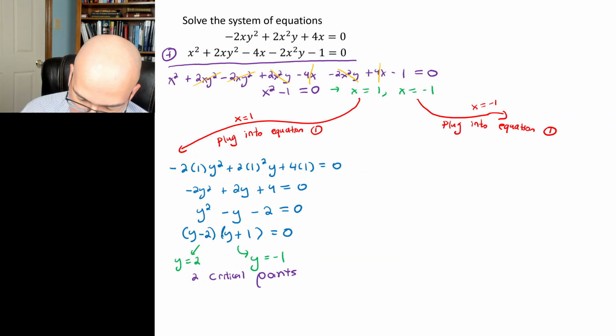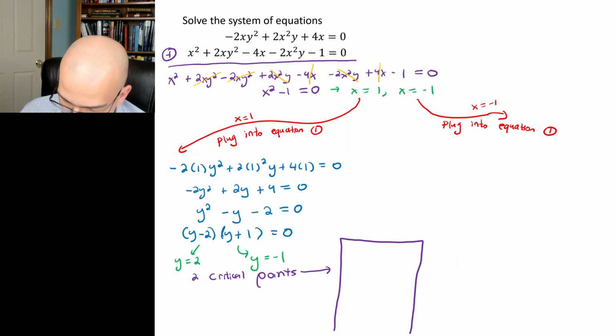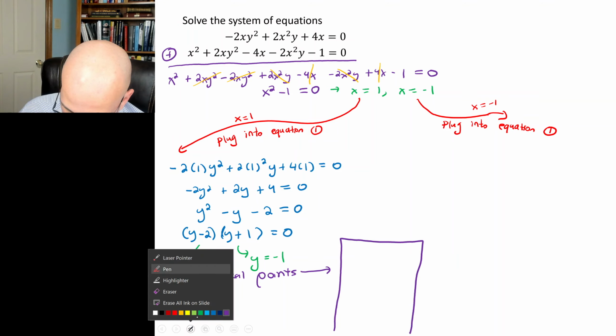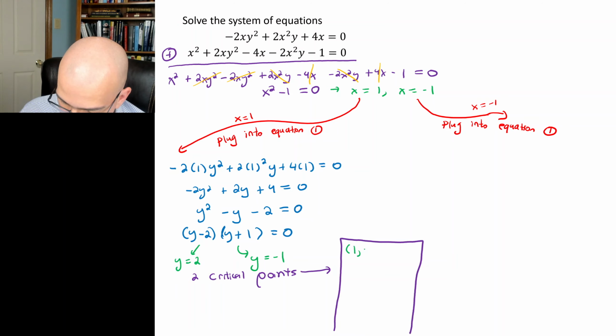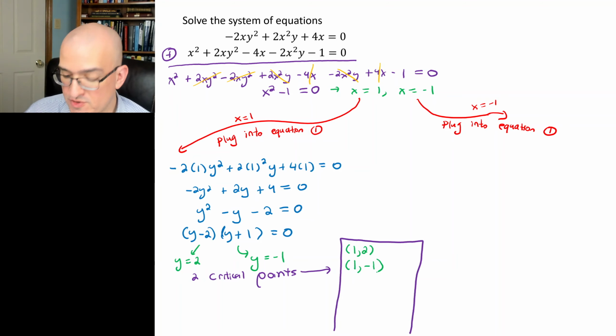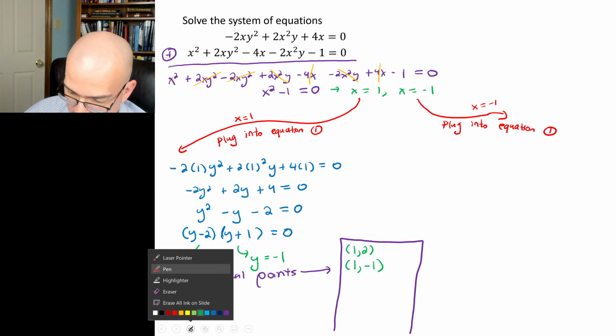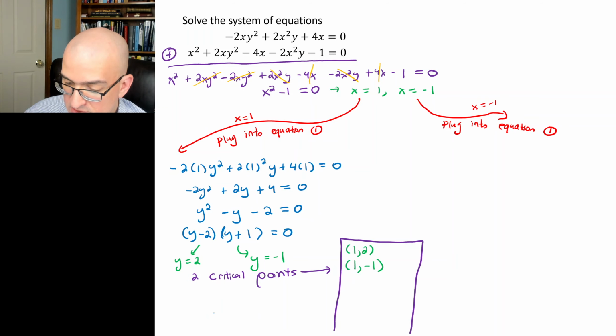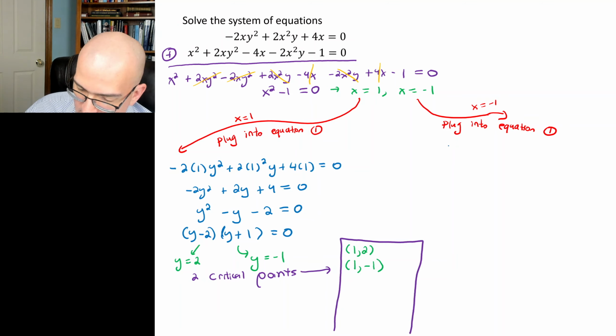So I'll make a box of critical points in here and contribute to the box. We have the point 1, 2, and we have the point 1, negative 1. And those contributions both came from x equals 1, from that solution to the line up above. Now we're going to do the same thing for the other solution. If x is equal to negative 1, what happens? So now I'm going to sub it in.